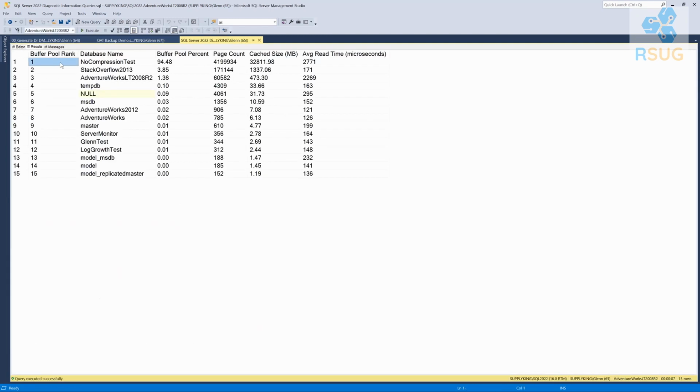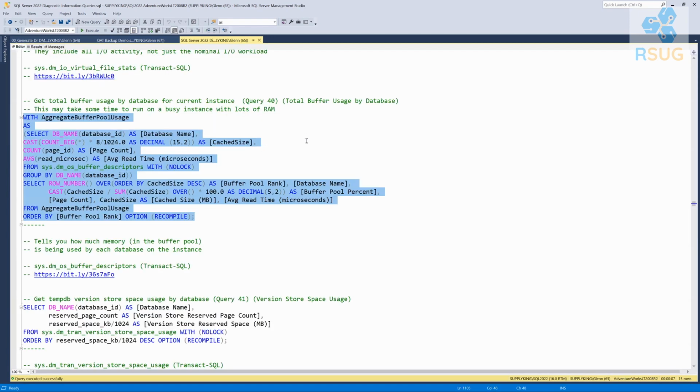But anyways, it goes and looks at the buffer pool and reads the entire buffer pool and shows you how much that database is using. So I'm using about 32 gigs of memory for this one database, for example. So if you're under memory pressure, this helps you understand which database is the main culprit.